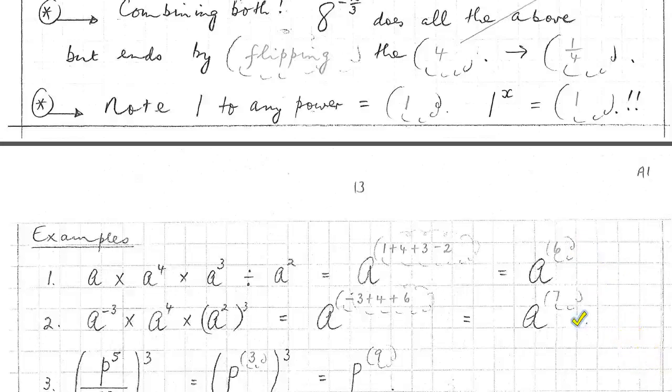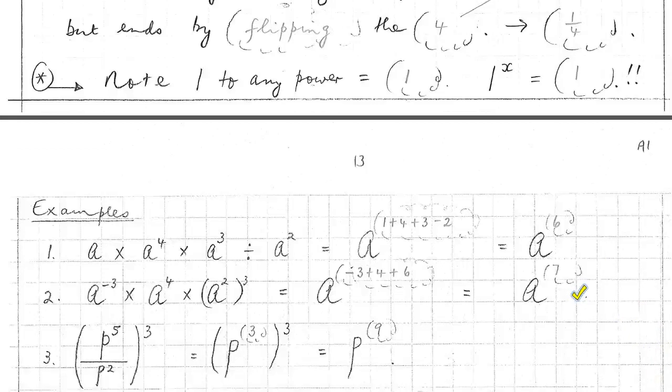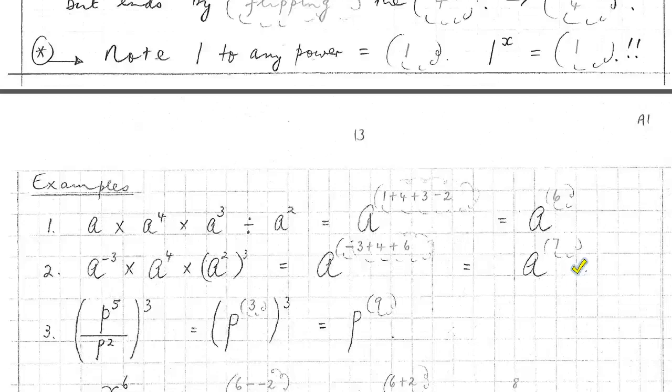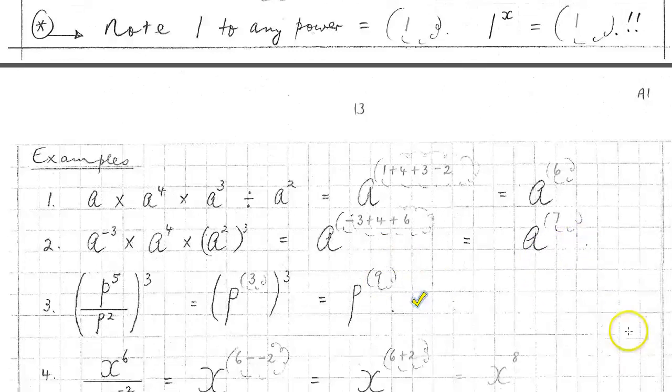Try number 3. Right, best thing here to do is to sort out inside the bracket first. P to the 5 divided by p squared is p cubed. And that's all raised to the power 3. So we've got p to the power 9. Multiply the powers.